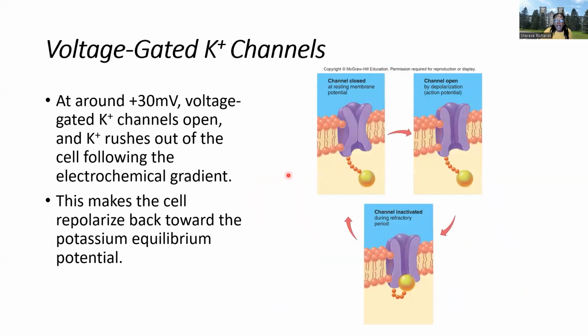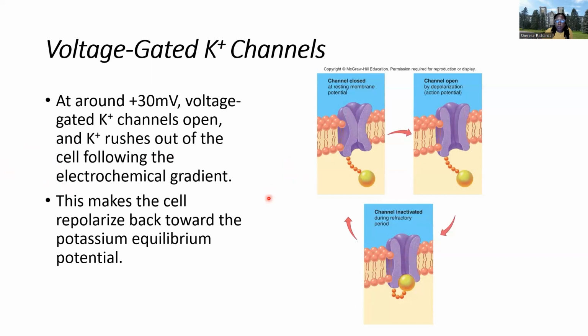All right. Let's look at potassium's gating mechanism. So we also have voltage gated potassium channels. They are at around positive 30 millivolts. That is when they are activated. And that is going to open up the potassium channel. Potassium is going to rush out of the cell according to its electrochemical gradient.